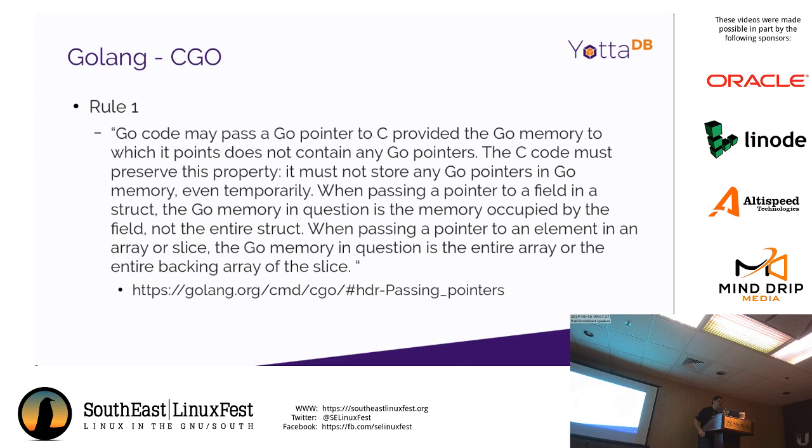Go code may pass a Go pointer to C provided the Go memory to which it points does not contain any Go pointers. The C code must preserve this property. It must not store any Go pointers in Go memory, even temporarily. When passing a pointer to a field in a struct, the Go memory in question is the memory occupied by the field, not the entire struct. When passing a pointer to an element in an array or slice, the Go memory in question is the entire array or the entire backing array of the slice.